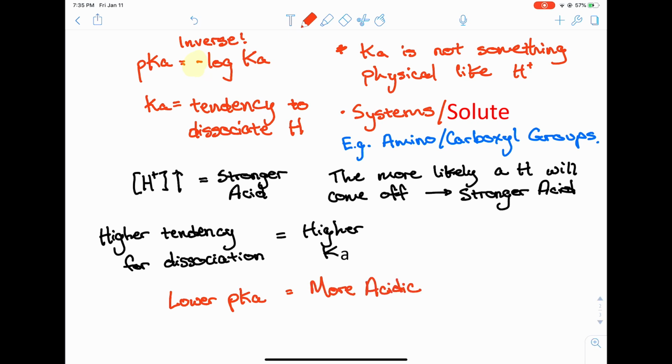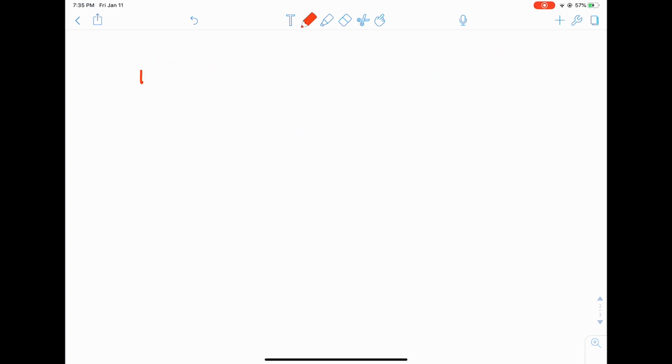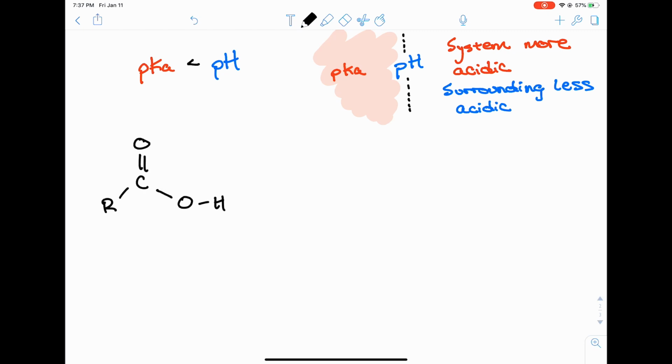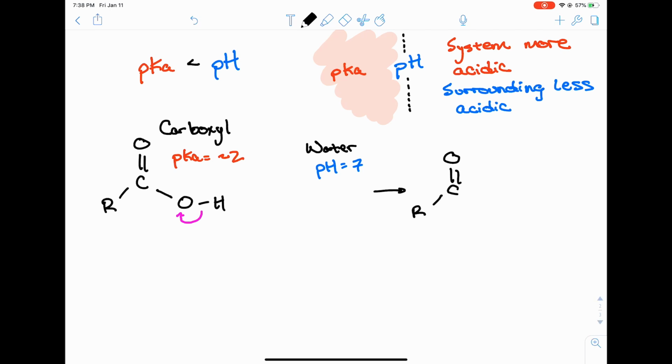Now that we have a basic understanding of pH and pKa, as well as how their value corresponds with acid strength, we can now compare the two. So, if pKa is lower than the pH, then that means the system is more acidic than the surroundings. As the stronger acid, it will be stronger in its abilities to move H plus ions from itself into the surroundings. An example would be like a carboxyl group in water. The carboxyl group would favor dissociating its H, resulting in an O- and an additional H plus in the environment.